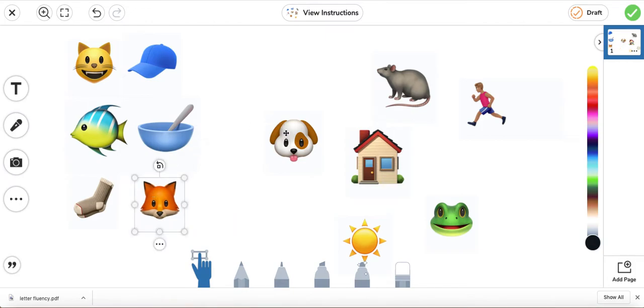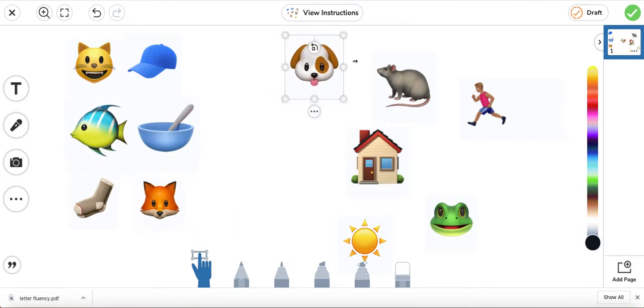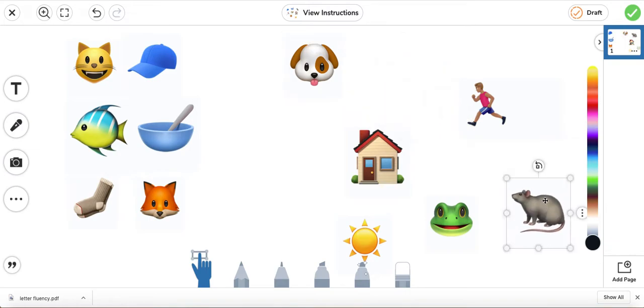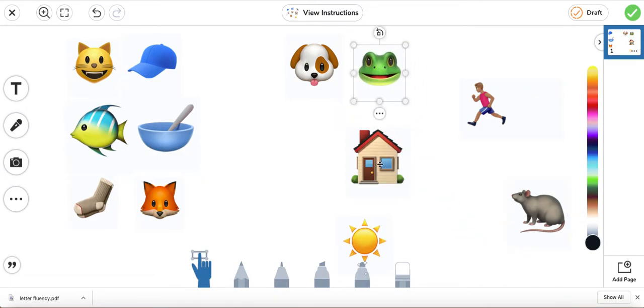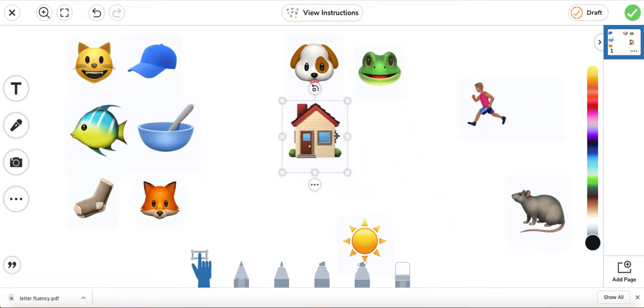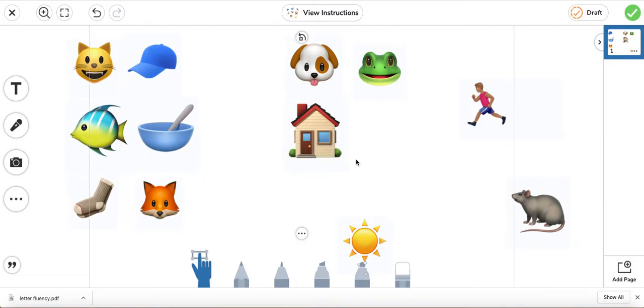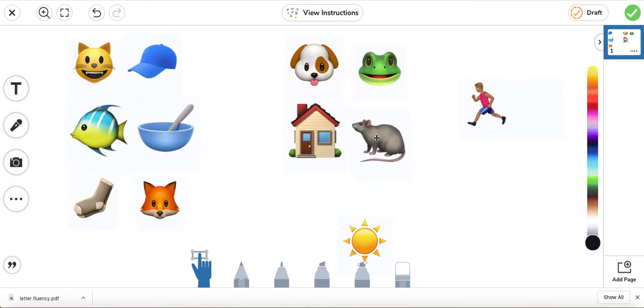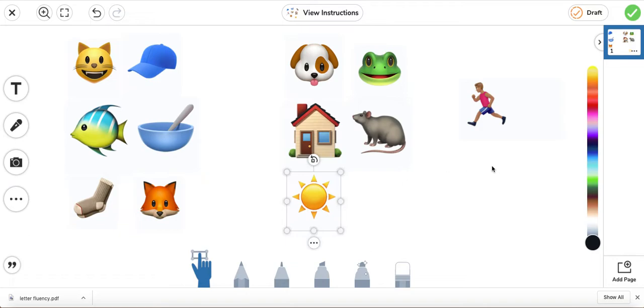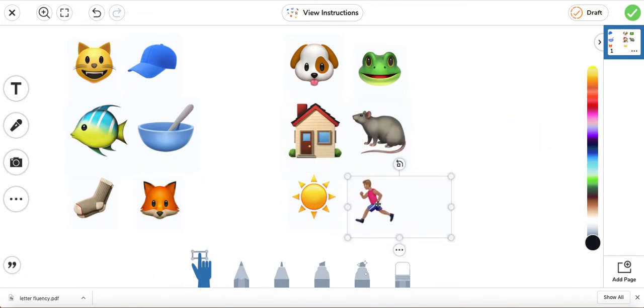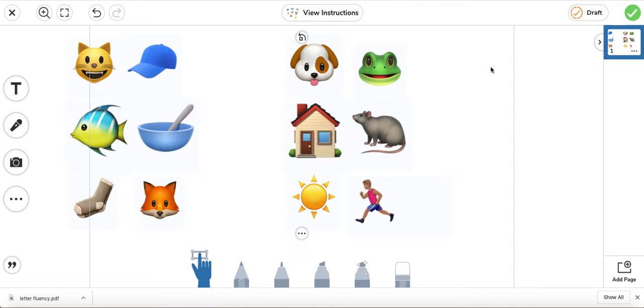Next we have a dog. What rhymes with dog? Dog, frog. Next we have a house. Which of these rhymes with house? House, mouse. Next we have sun. What rhymes with sun? Sun, run. Good job, boys and girls.